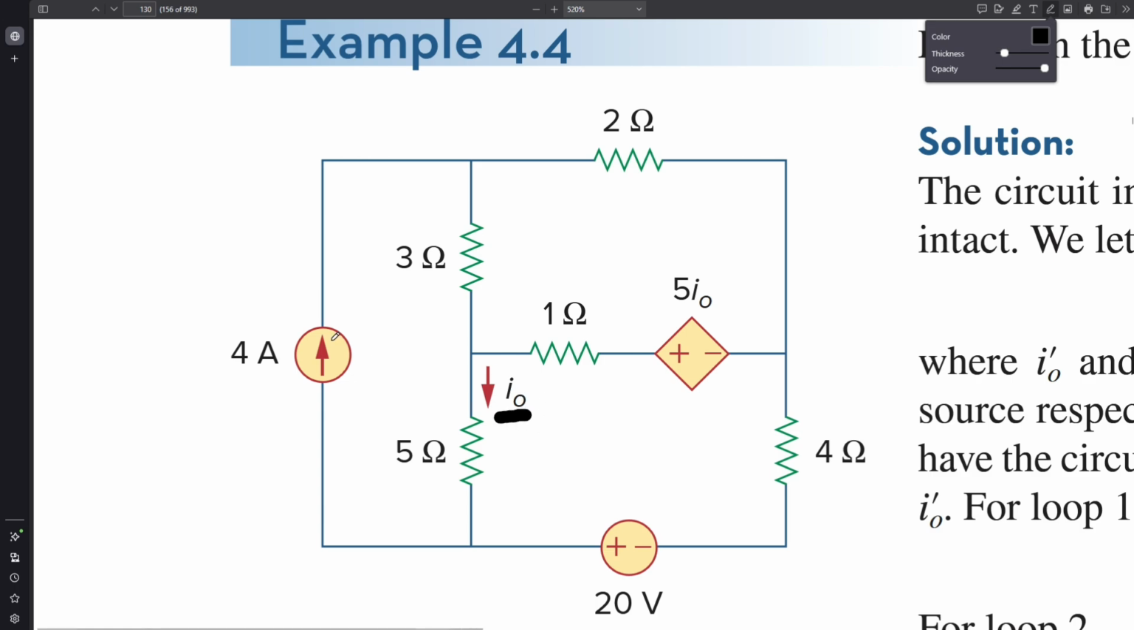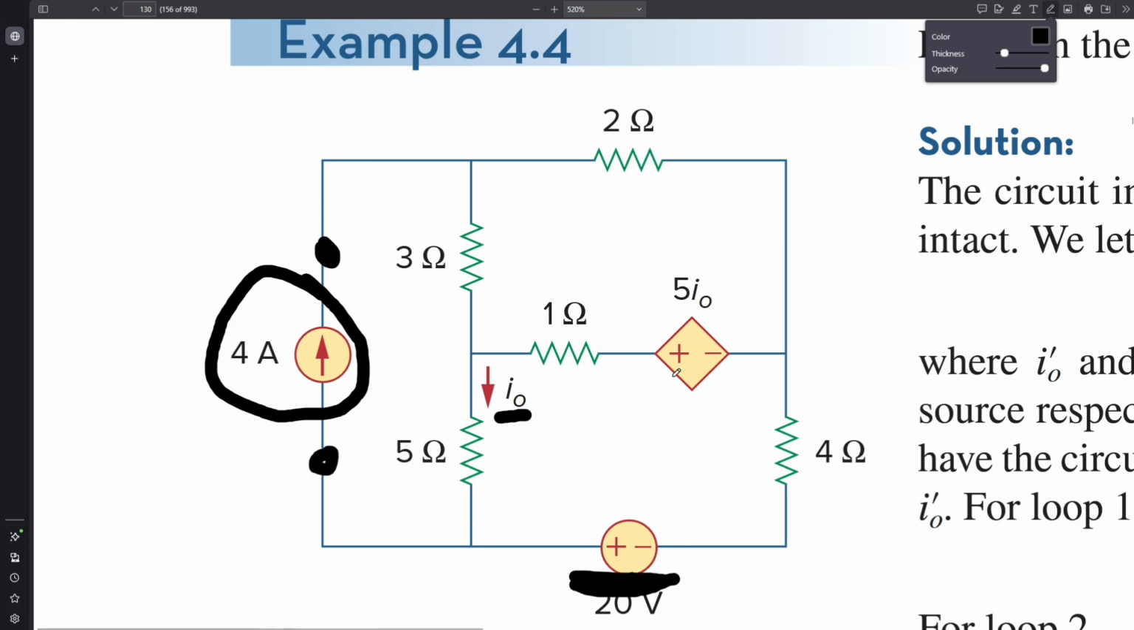Now I0, to find it, you're gonna have to first find the effect of the current source here on the circuit while short-circuiting the voltage source. And then second, you'll open circuit the current source to find the effect of the voltage source itself.